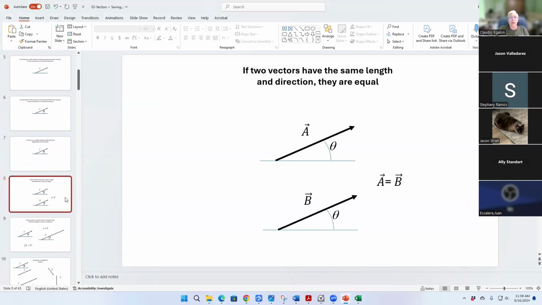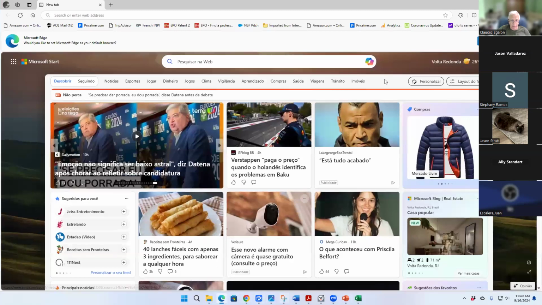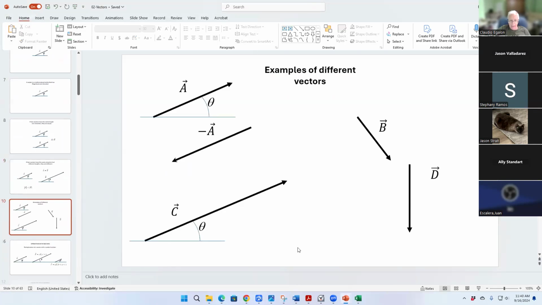Next. Okay, if two vectors have the same length and direction, they're equal to each other. Okay. If two vectors have the same direction but different lengths, they are different. Okay. In this case, the magnitude of vector B is greater than the magnitude of vector A. Do you see the symbol for magnitude here? Okay. Those vertical bars. A is different from B, and in this specific case, the magnitude of B is greater than the magnitude of A. Okay.